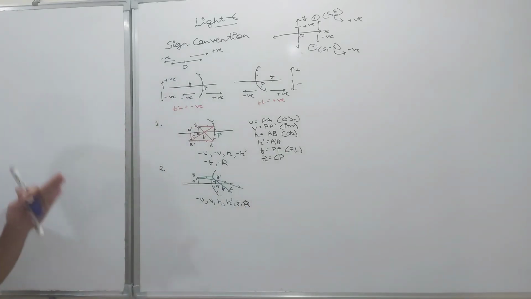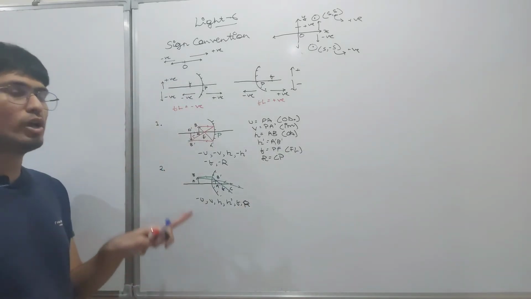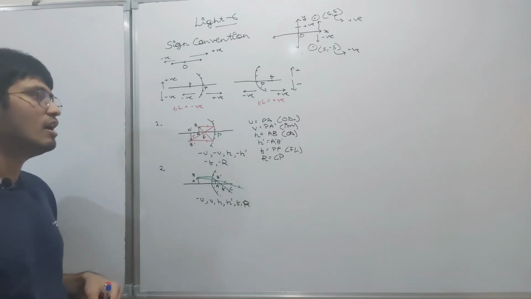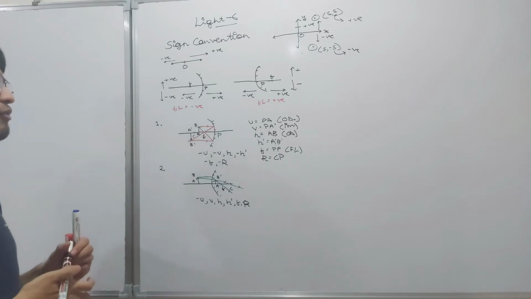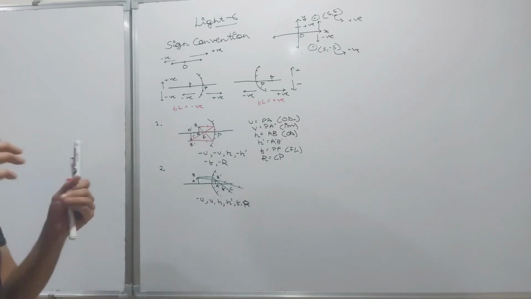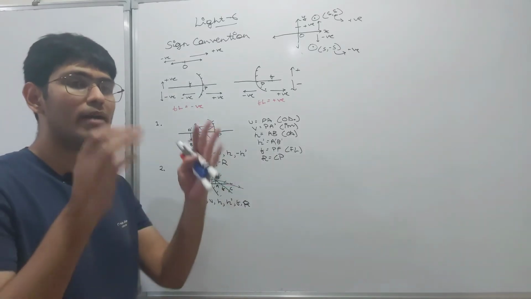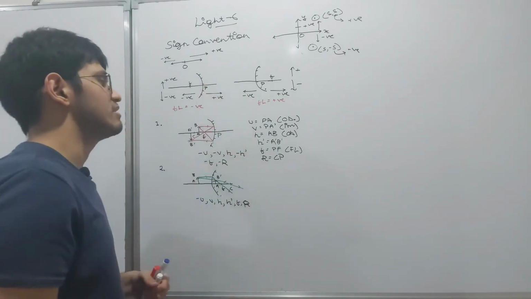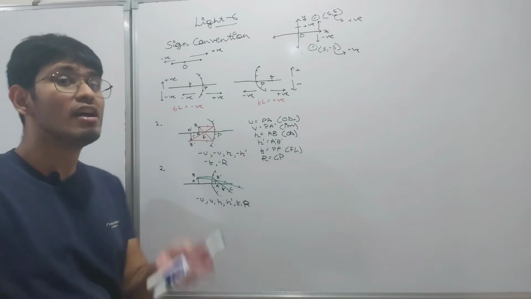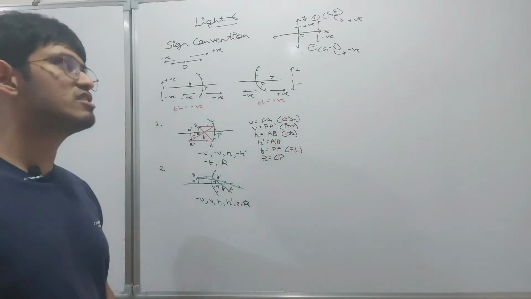So hope you understood all these sign conventions. Now what do we have to do? We have to measure these distances and get a relationship between all these things, u, v, h, h dash, f, r. We have to form a relationship between all these things.